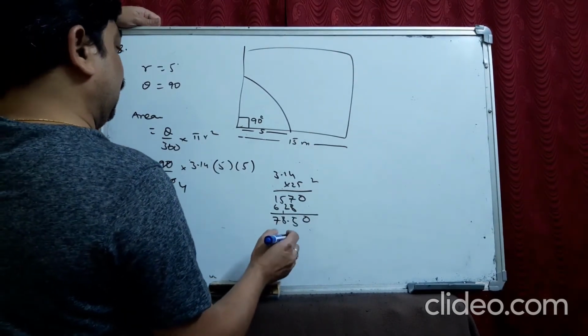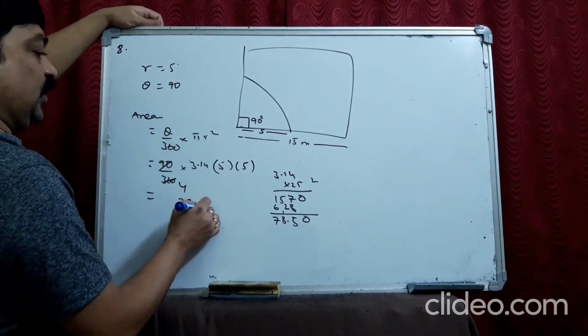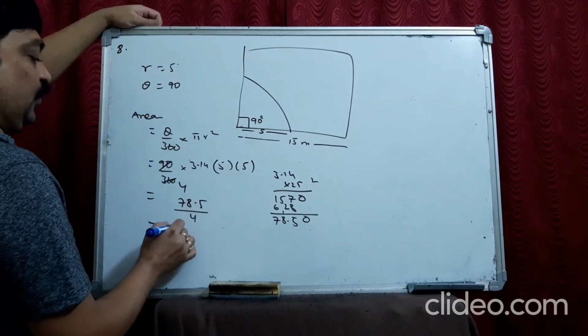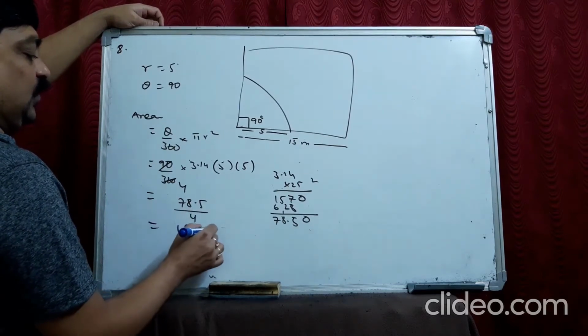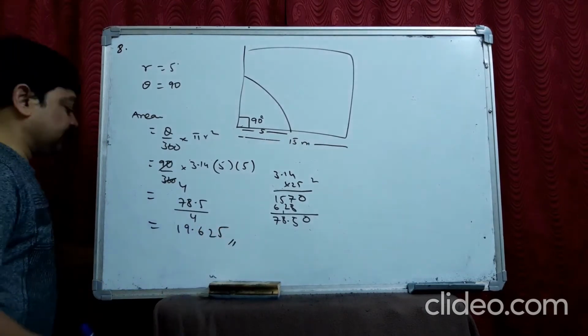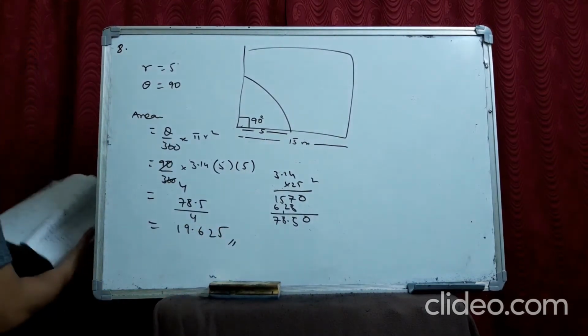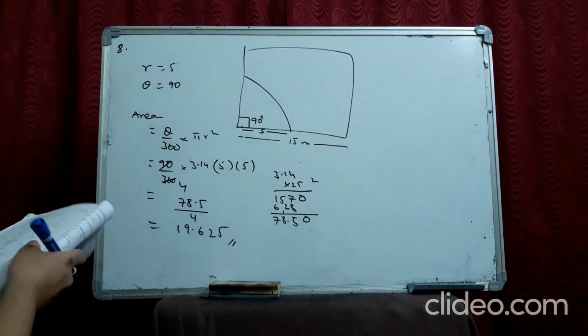78.5 by 7 by 4. 4 ones are 4. 4 6 are 24. 2 7 8 5. Let us see the answer. 19.625. It's right. Now what did they say?